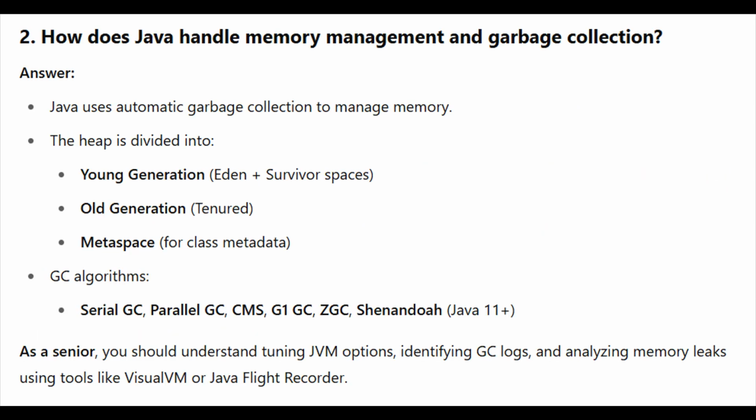2. How does Java handle memory management and garbage collection? Answer. Java uses automatic garbage collection to manage memory. The heap is divided into young generation (Eden plus survivor spaces), old generation (tenured), and metaspace for class metadata. GC algorithms: serial GC, parallel GC, CMS, G1GC, ZGC, Shenandoah (Java 11+).